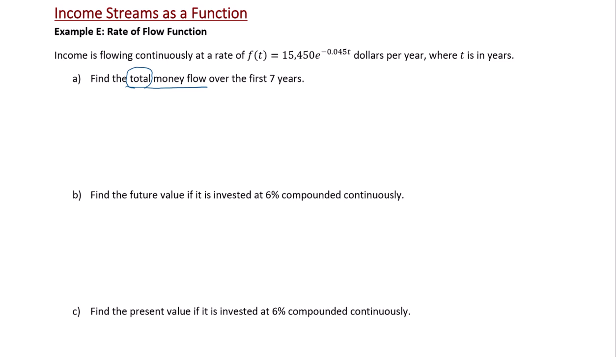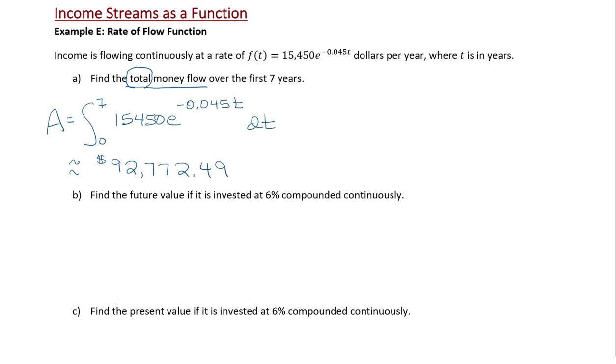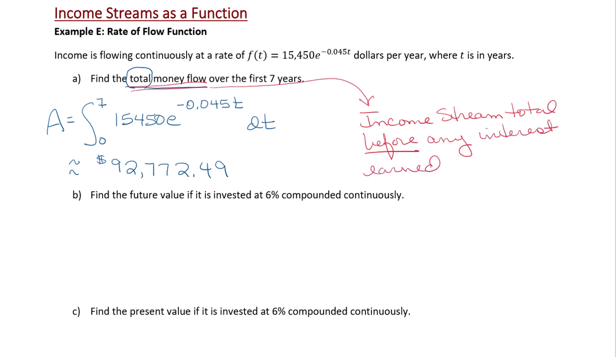That total, remember, think accumulated total money flow. That's an integral. So we're going to take the integral from 0 to 7 of our f of t function. And when we put that in our calculator, we get approximately $92,772.49. Now, one thing to note, the money flow, that's the income stream total before any interest is earned.